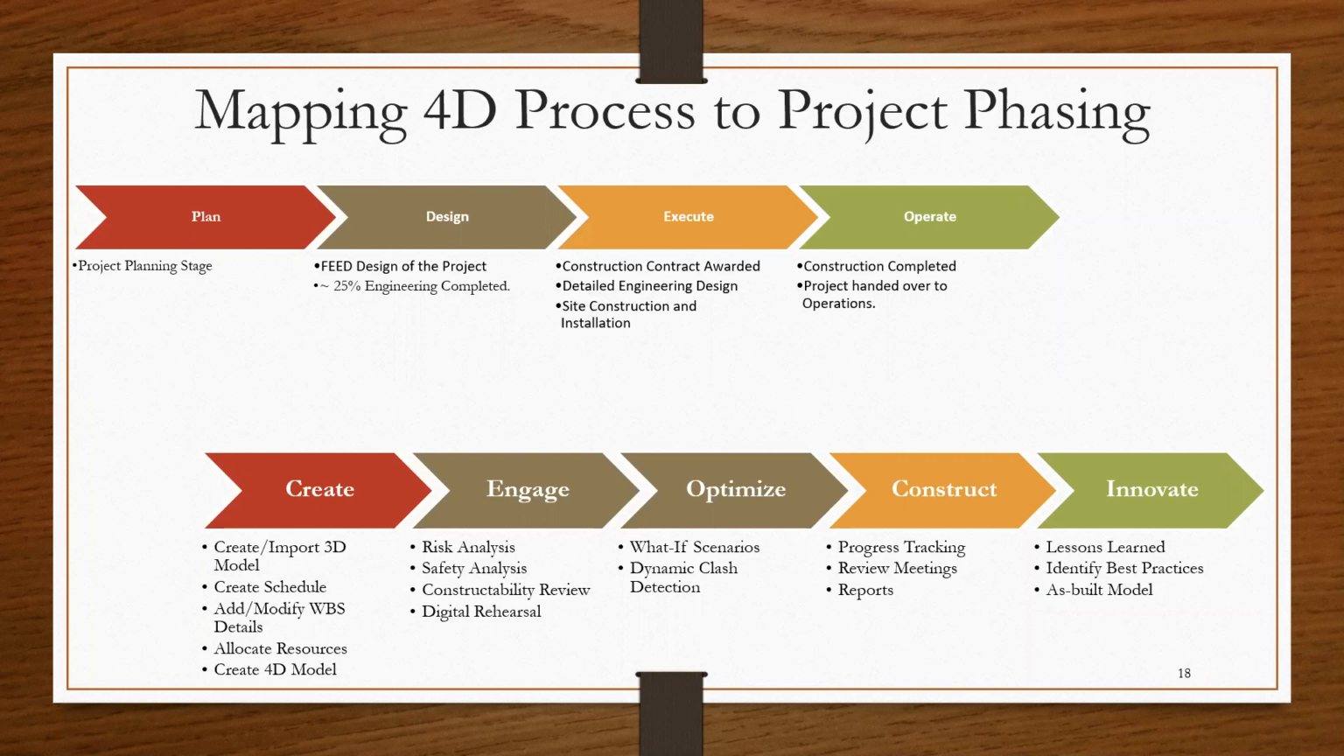The critical stages of engage and optimize tie to your design phase. That's really where you do a lot of your risk analysis, finalize your constructability analysis, and begin to do some of the critical digital rehearsal and what-if scenarios that you need to do. The execute stage lines up with the construct stage, and the operate and innovate stages line up with each other. So this helps you map 4D implementation into your existing project management process.